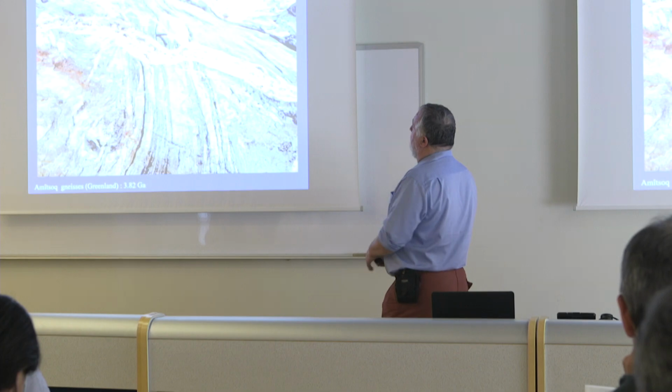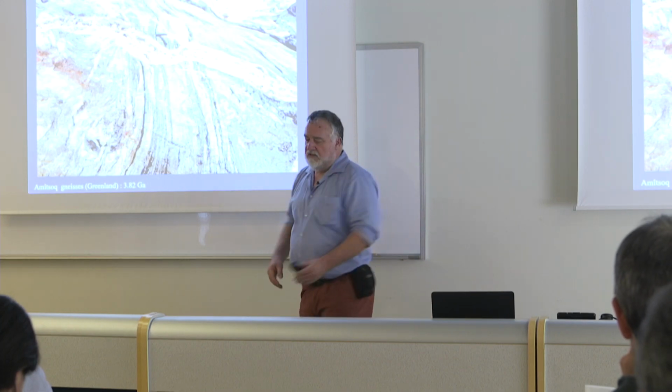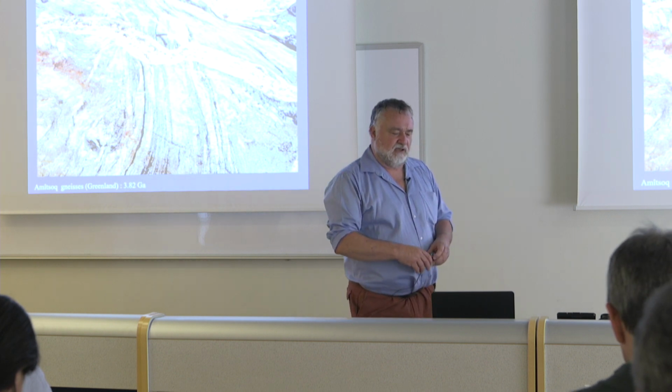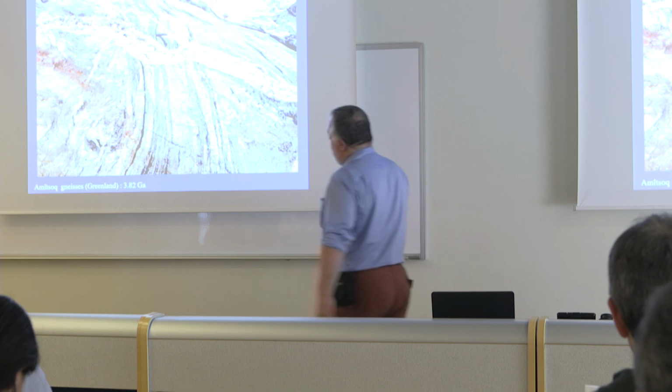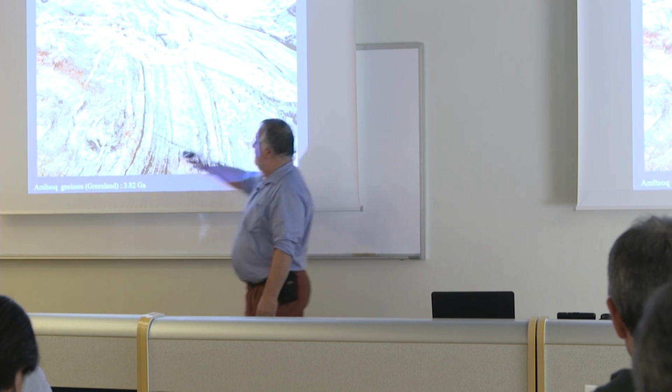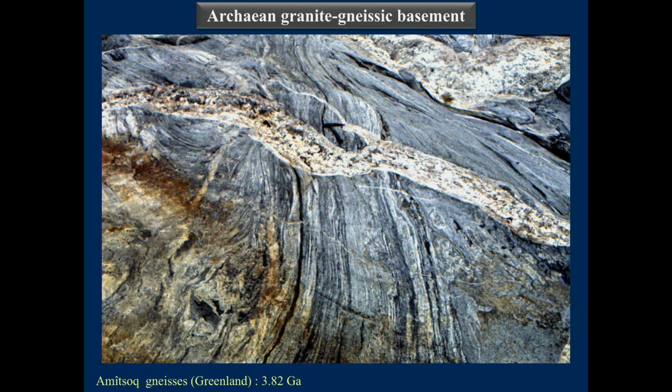If we look now at these rocks, I will show you some pictures such that you could have an idea of what they are. Here is the basement. It's the basement from Greenland. They have a name, these Amitsoq gneisses. The age is 3.8 billion years. And you can see gray gneisses with a strong foliation.